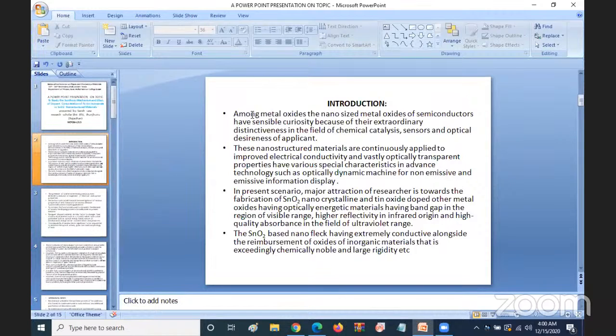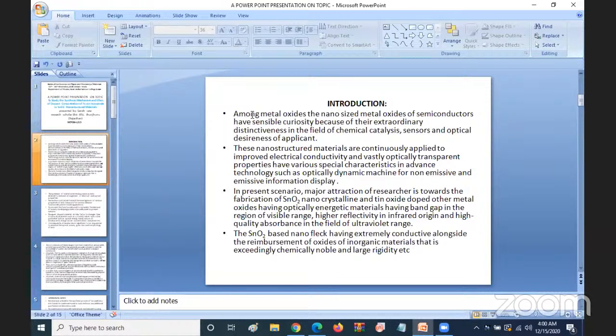Nanostructured materials are continuously applied to improve electrical conductivity and optically transparent properties, and have various special characteristics in advanced technology, such as optical devices for non-emissive and emissive information display. Among metal oxides, nano-sized semiconductor metal oxides have sensible curiosity due to their extraordinary distinctness in the fields of chemical catalysis, sensors and optical devices. In the present scenario, the major attraction of research is toward the fabrication of tin oxide.